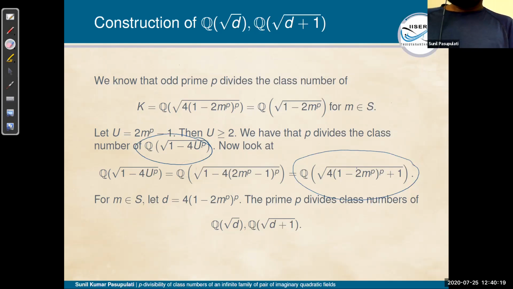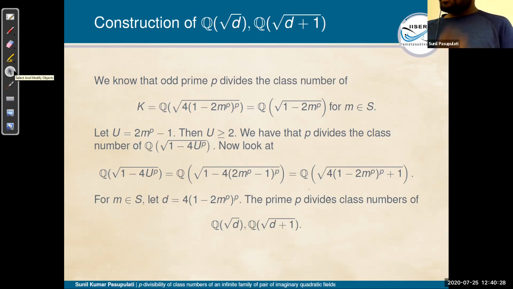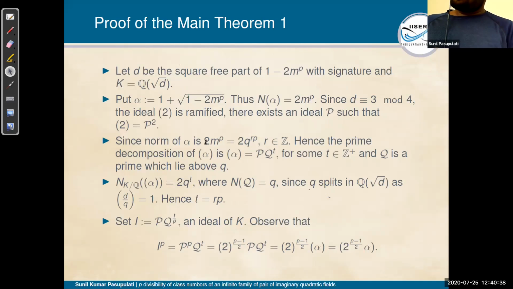This proves main theorem 2, and now I'm just left with proving main theorem 1, which is constructing an infinite family whose class number is divisible by p. Okay, let's look at that. The proof of main theorem 1.